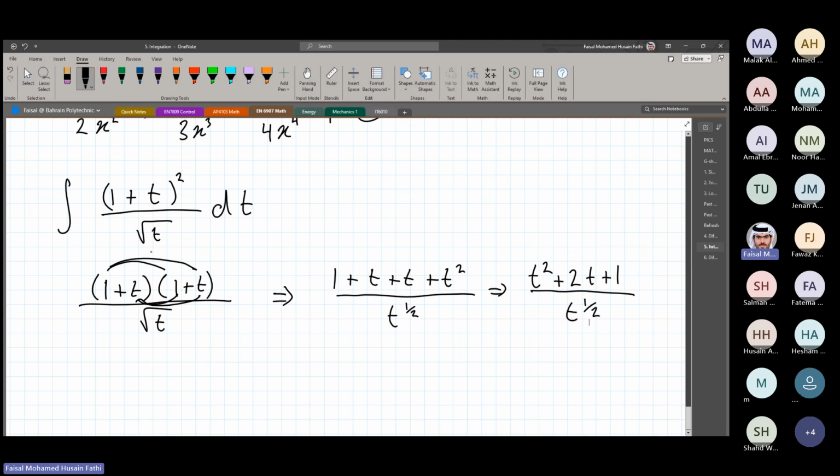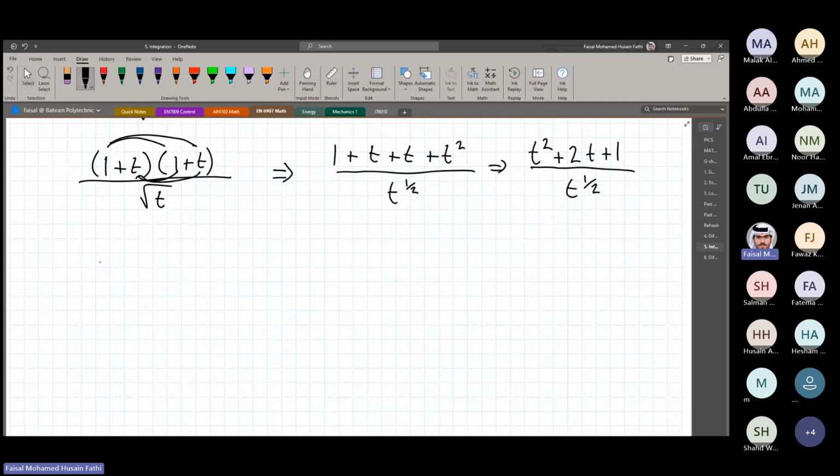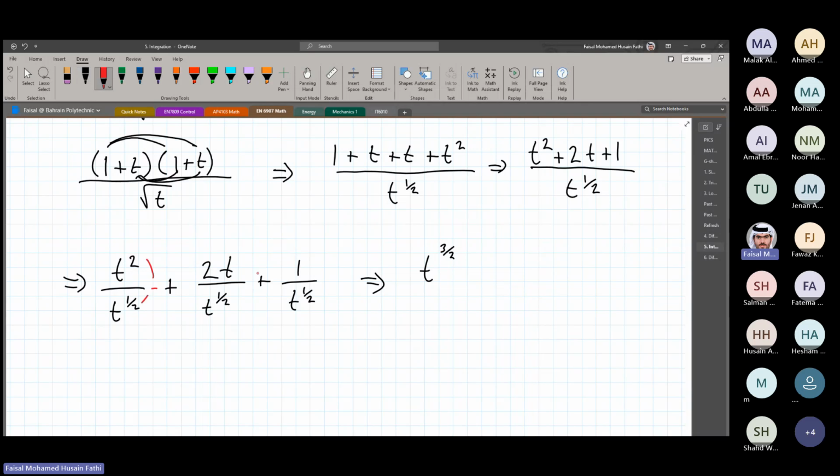We will do the exact same step we did here. We're going to separate it. We have a common denominator. So we're going to do t squared over t to the power of half, plus 2t over t to the power of half, plus 1 over t to the power of half. Again, 2 minus half is t to the power of 3 over 2. Simply, we're going to do this minus this. 1 minus half. And this we could just take to the top and put a minus for it. It's the same thing.